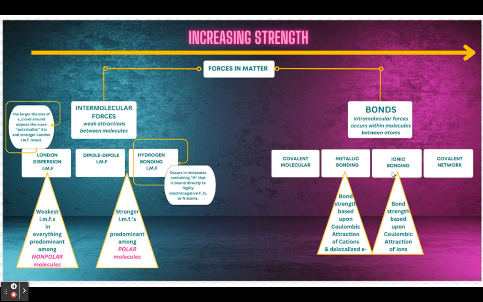If the formula contains a metal and a nonmetal, or some combination of polyatomic ions, it's an ionic compound. If the compound's formula contains only metals, it's a metallic compound. And if the compound contains only nonmetals, then it is a covalent or molecular compound.